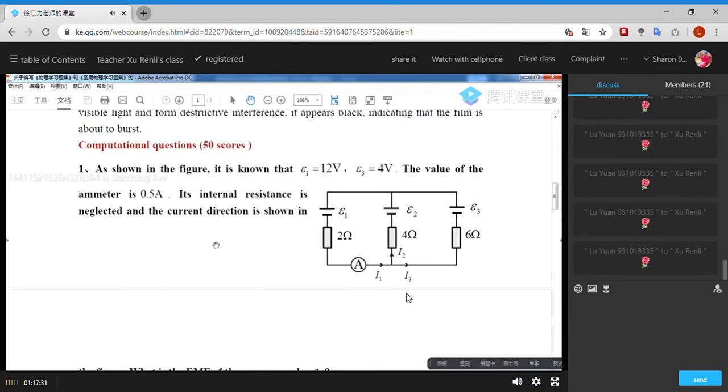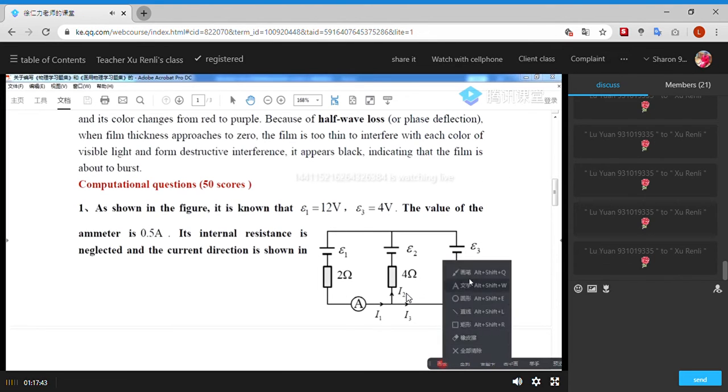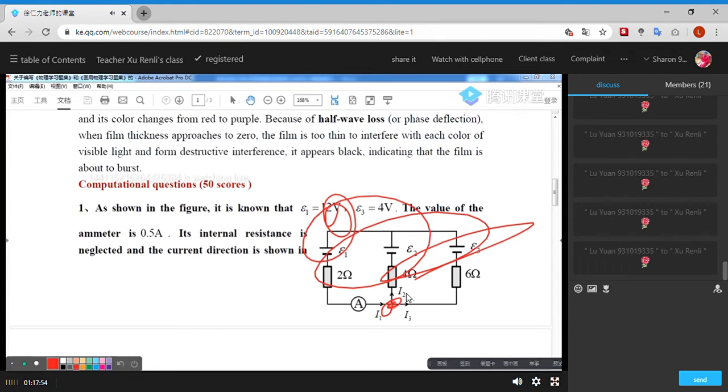Here, let's say about this calculation question. The computation question is also the same. This question is also important for us in our final examination. Yeah, this question will be in our final examination, you know.